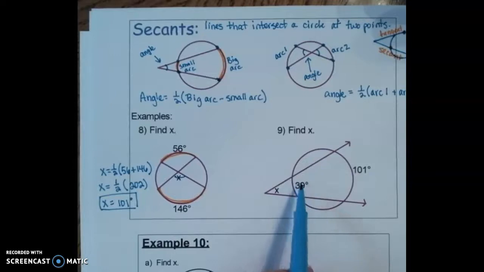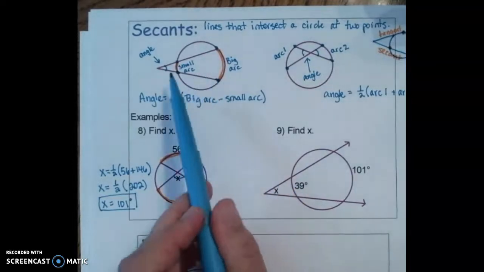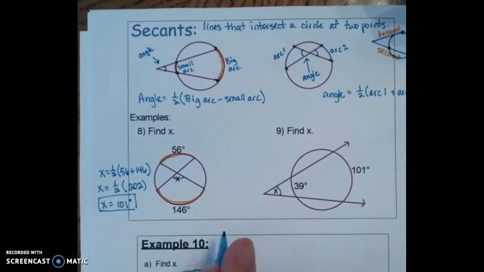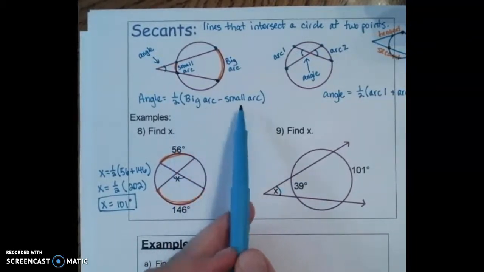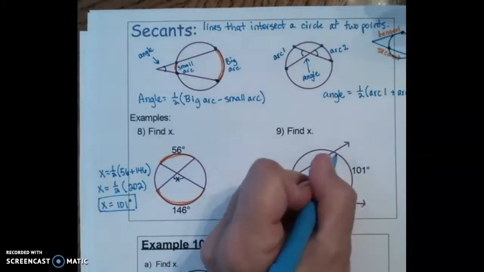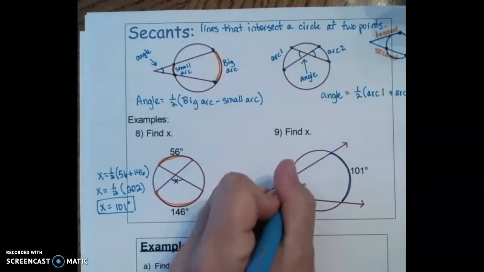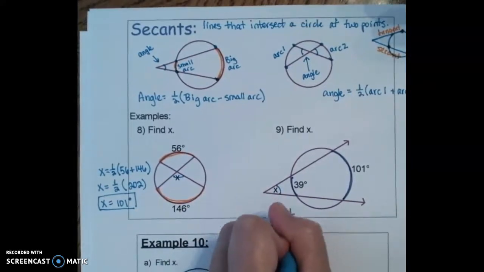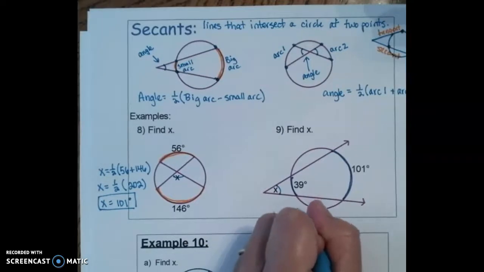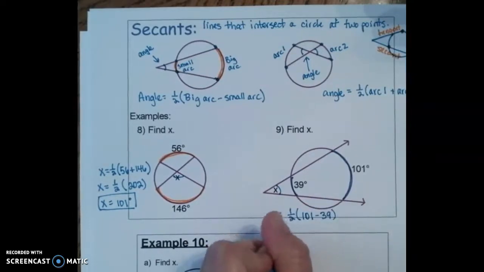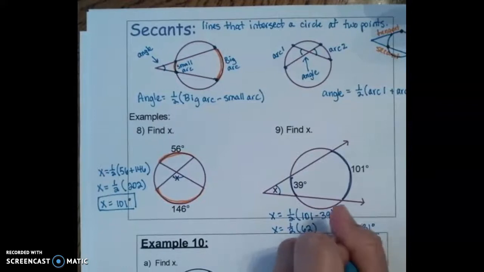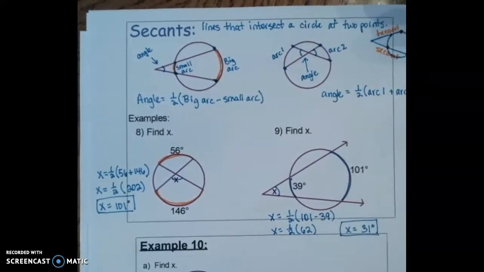If we look at example 9, it's like our first rule because we're looking for this outside angle. And again, it's 1/2 of the big arc minus the small arc. So here's my big arc, here's my small arc. So we're going to say 1/2 of 101 minus 39. So that's going to give us 62, and half of 62 is 31 degrees.